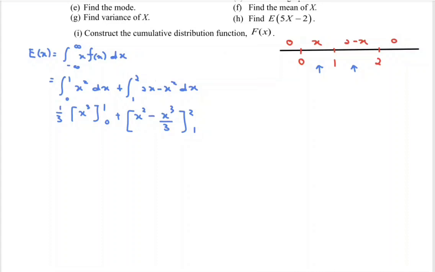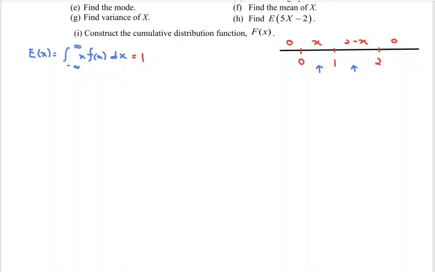If we substitute, we will have 1 over 3, bracket 1 minus 0, plus, bracket. If we substitute the 2, then we will have 4 over 3, minus, if we substitute 1, we will have 2 over 3. Kindly simplify the situation. So we have 1 over 3 plus 2 over 3. Based on this part, E(X), or the expected value, or the mean, will be equal to 1.